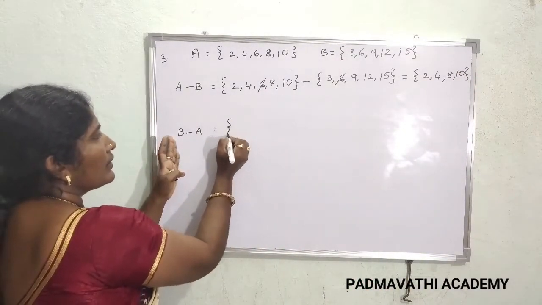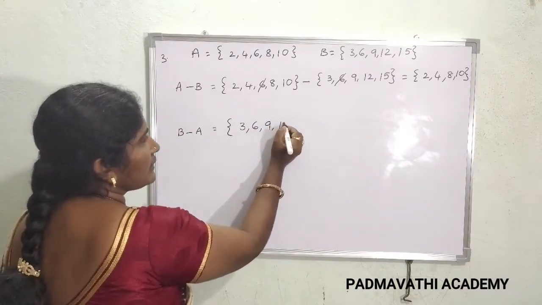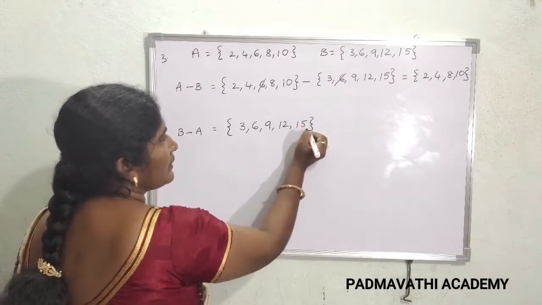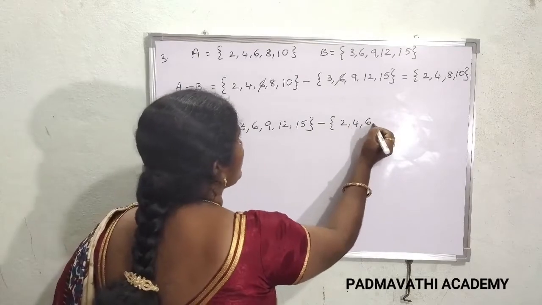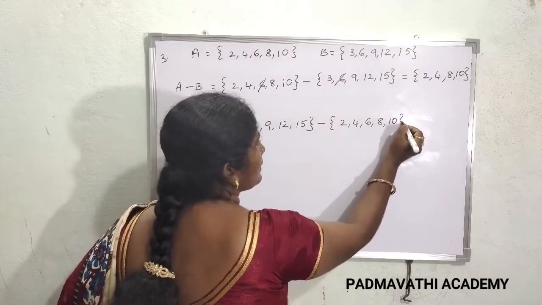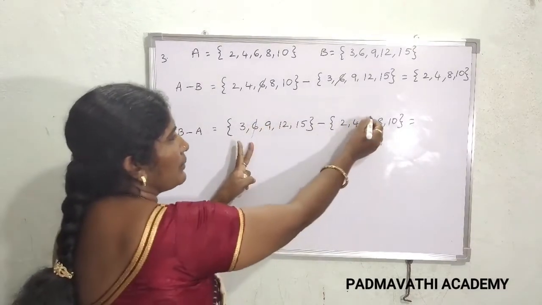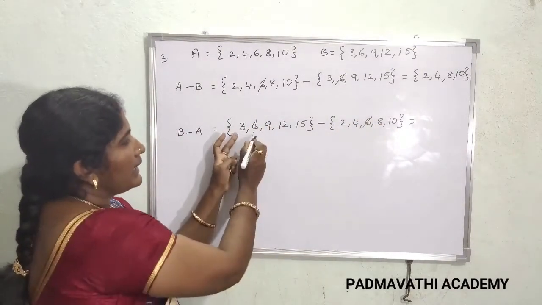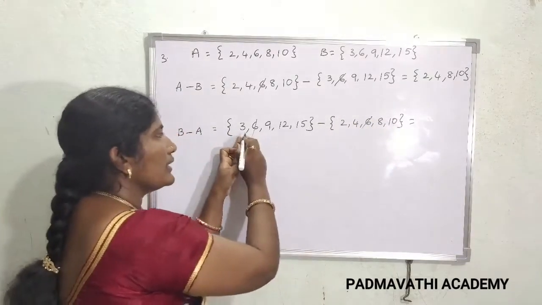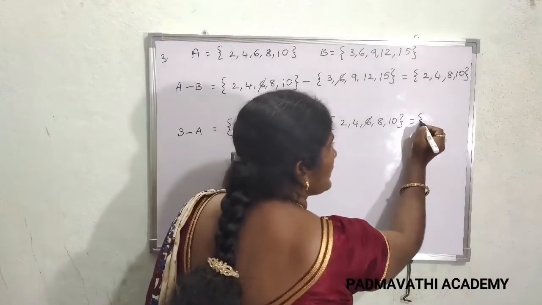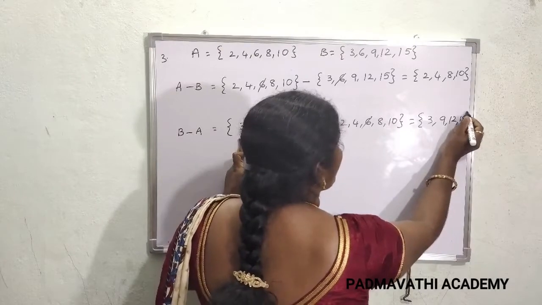Next, coming to second question. B minus A. What is B? First note down B: 3, 6, 9, 12, 15. Minus, what is A? 2, 4, 6, 8, 10. So once again same concept. First of all, cancel common elements. Remaining elements in first set, we don't want to list this one. Only list out these elements. What are those elements? 3, 9, 12, 15.